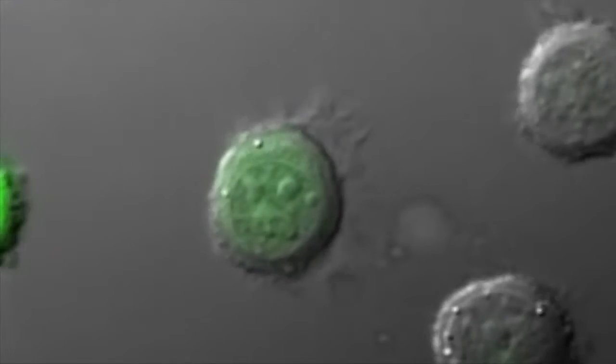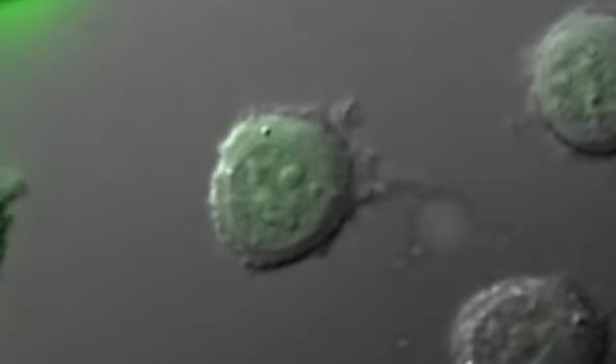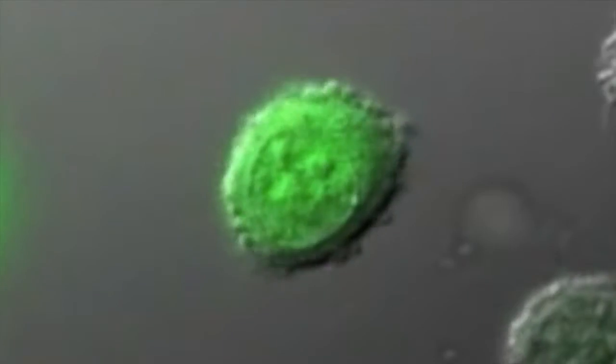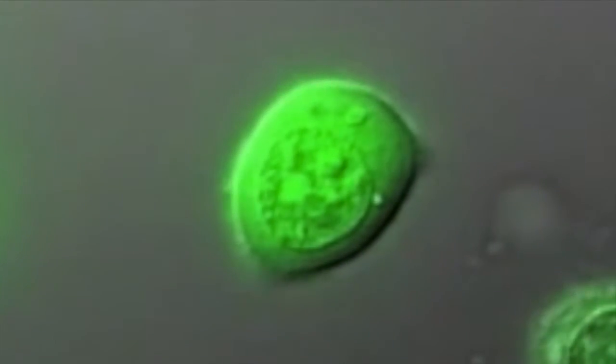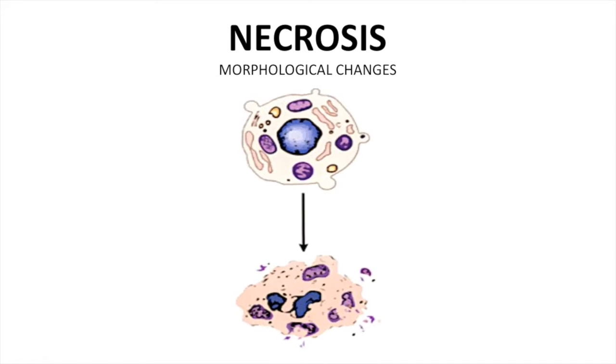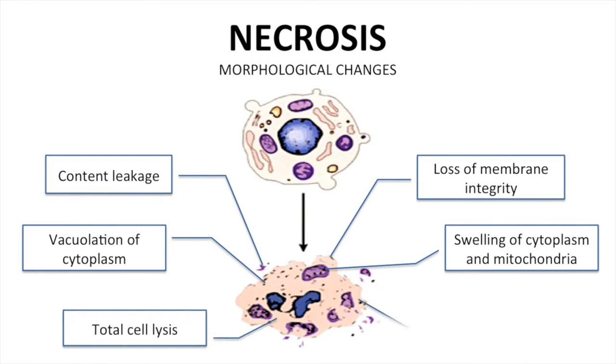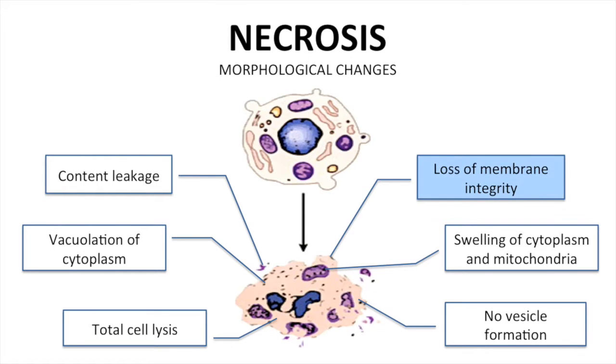External chemical or physical insults can cause injury to the cells. In such case, the cells become a passive victim of accidental and premature death, termed necrosis. A necrotic cell has a number of characteristic morphological features. These can include, but are not limited to, the loss of membrane integrity and swelling of the cytoplasm and mitochondria.